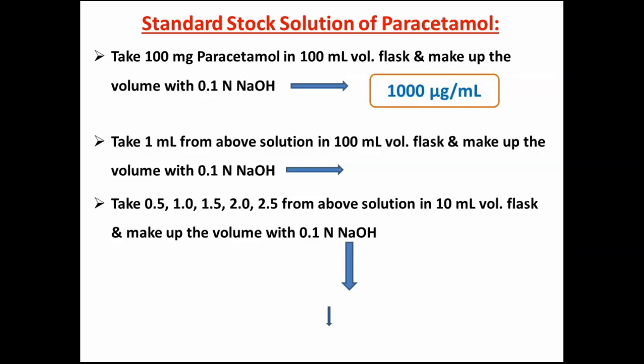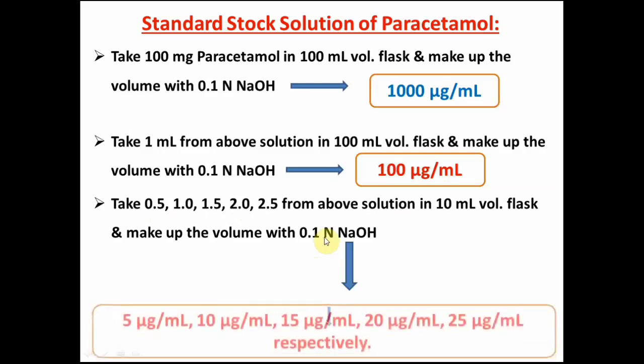Then from this 1000 microgram per ml, we have to take 1 ml of the solution and add it into a 100 ml volumetric flask and make up the volume with 0.1 normal NaOH. So we will get 100 microgram per ml. From this solution, we have to take 0.5, 1.0, 1.5, 2.0, 2.5 ml in 10 ml volumetric flasks. Suppose we have taken 0.5 ml in a 10 ml volumetric flask and make up the volume with 0.1 normal NaOH.